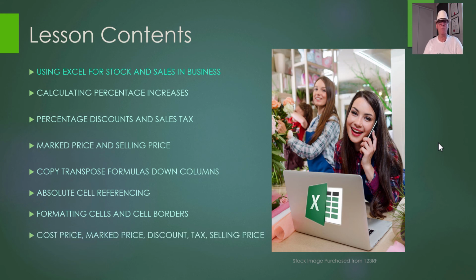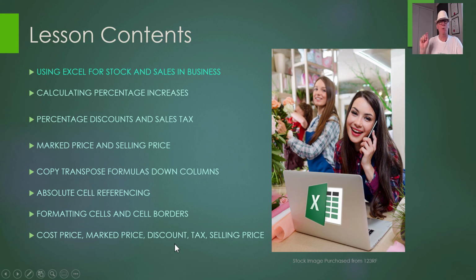Cost price, mark price, discount, tax, and selling price are all the things we have to do in this lesson. So you can see that there's 1, 2, 3, 4, 5, 6 things to do. So that's why it's such a long lesson. And we've broken it up into doing the markup first, then doing discounts, doing global sales, doing tax, and finalizing with the selling price. So if you look in the timeline index, you'll be able to take breaks.